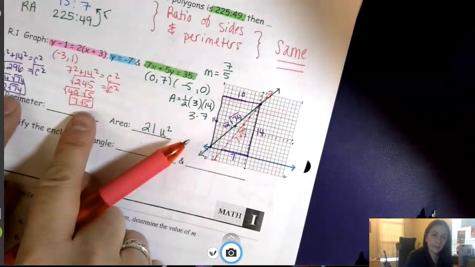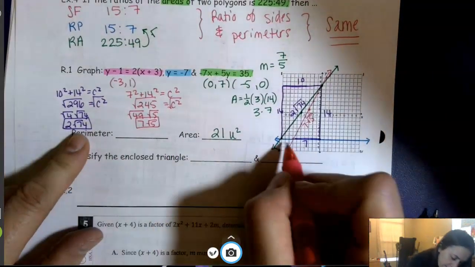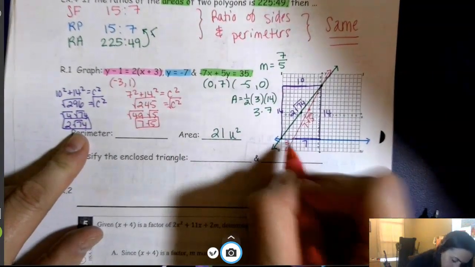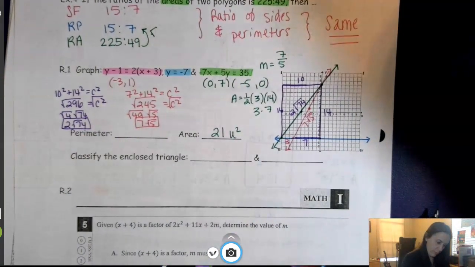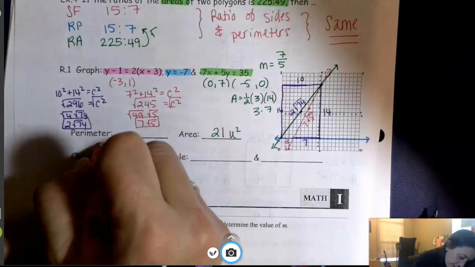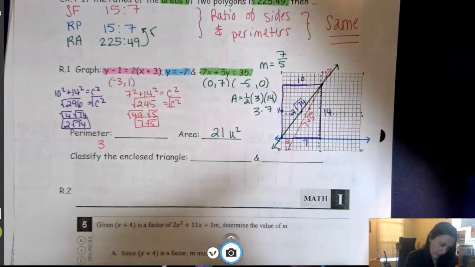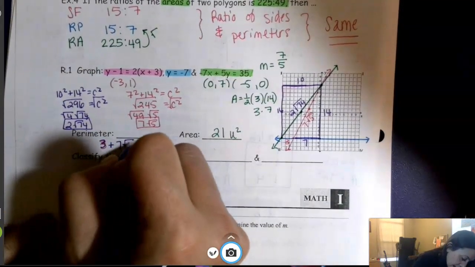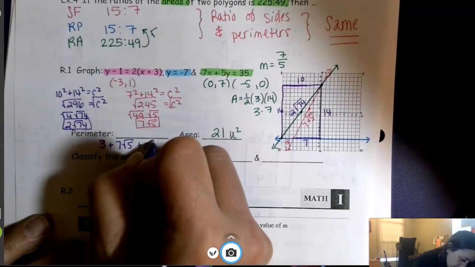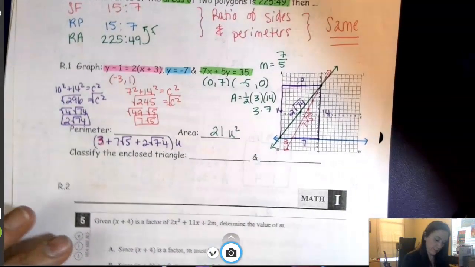I cannot add those together. Those are not like terms. They don't have the same radical. And this side right here is 1, 2, 3. So if I'm going to add all three sides here for my perimeter, I'm going to write it below. I'm going to get 3 plus 7 root 5 plus 2 root 74, and that would be units.